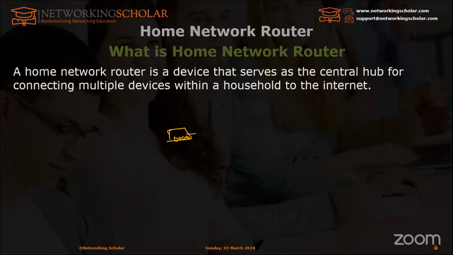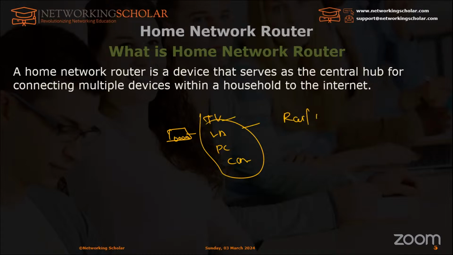Suppose that we have a TV, laptop, PC, camera. We can connect these kinds of devices. It is also providing us a radio signal, that is Wi-Fi, wireless fidelity. So by using this, we are able to connect with each other.